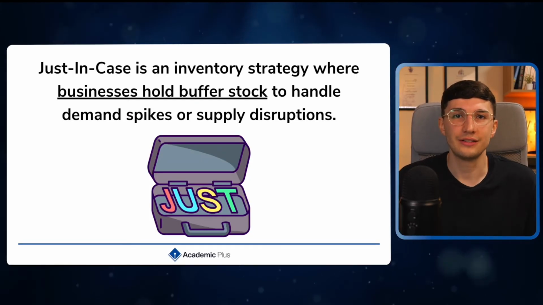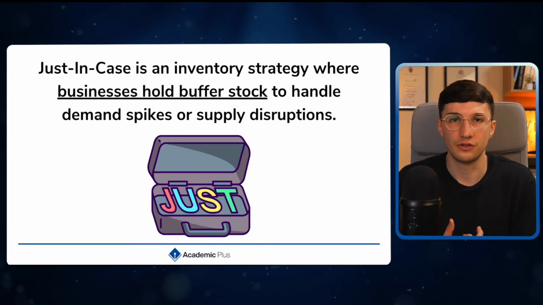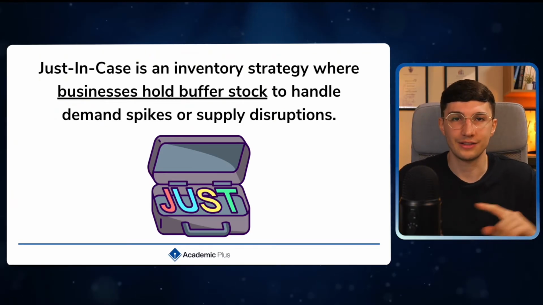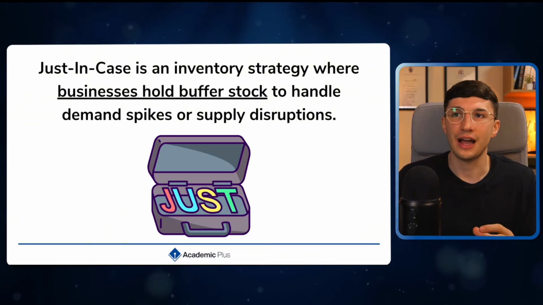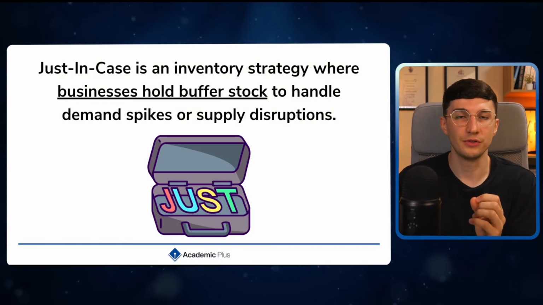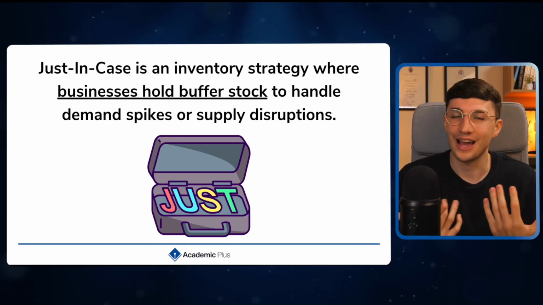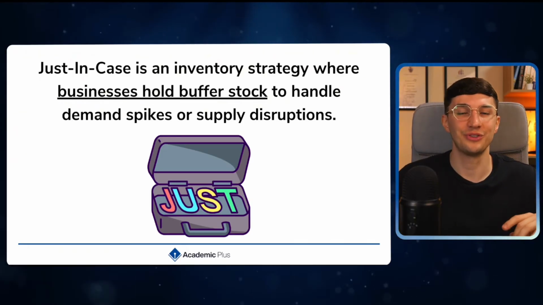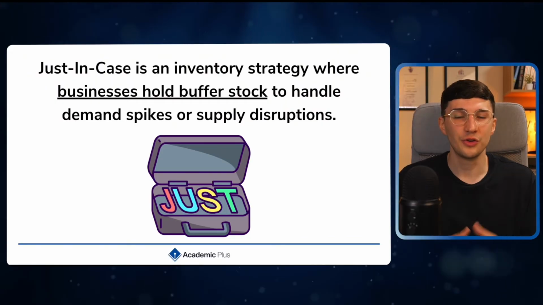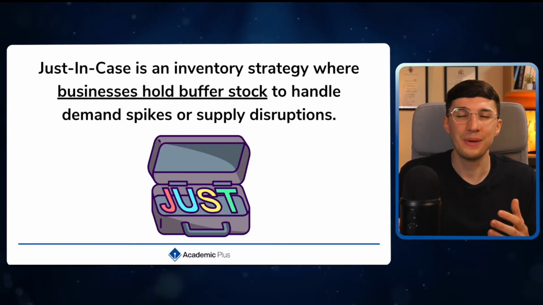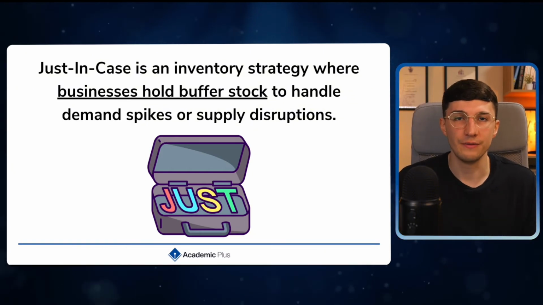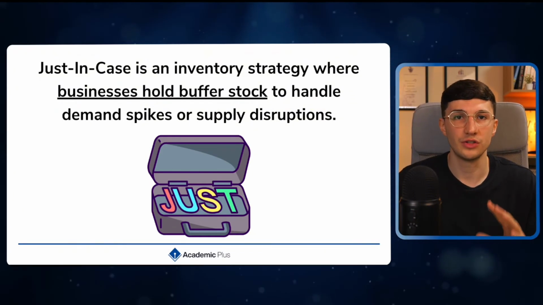Now, just in case is pretty much the opposite of just in time. Where just in time wants to prioritize minimizing excess inventory, just in case actually wants you to hold onto a buffer stock. The reason we hold onto this buffer stock is just in case something happens, just in case we saw a spike in demand, just in case there were any supply disruptions. So this additional buffer stock acts a bit like a safety net for the business. It means that we don't run out of inventory, so we've always got products and services to sell.